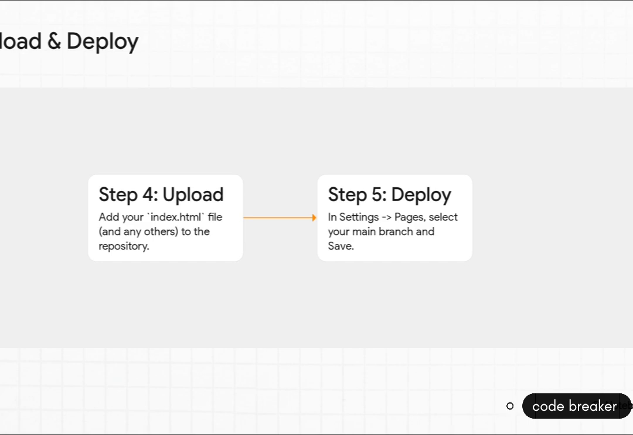Okay, now for the magic part. Inside your new repository, look for the Add File button and then choose Upload Files. From there, you just drag and drop your index.html file and any other files for your site right into the browser. Once they're uploaded, go to the Settings tab for your repo. On the left, find Pages. Under the branch section, just select your main branch, it's usually called Main or Master, and hit Save. And that's it. Seriously, you just deployed a website.